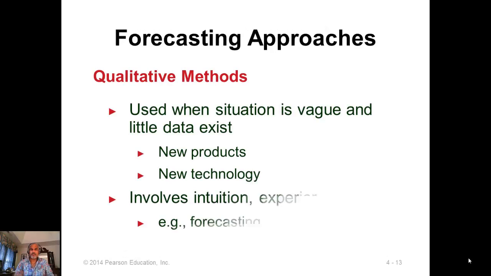The forecasting approaches can be very broadly classified into two groups, qualitative and quantitative. Now, qualitative is used when there is no quantitative data available. So when you have a new product, new technology and things like that, then you will not have any data to do any quantitative analysis. So you have to rely only on qualitative methods.